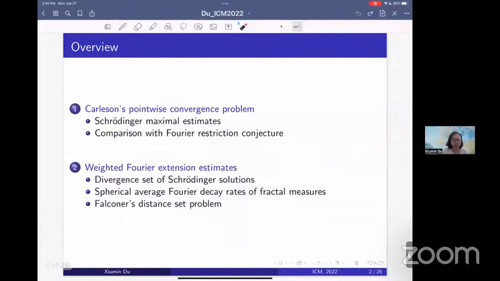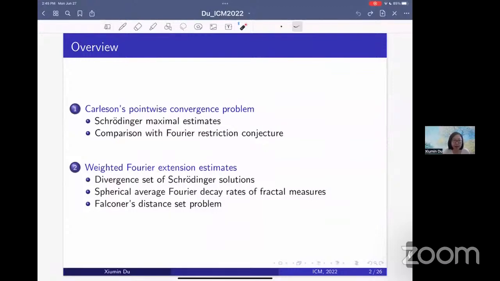Here's an overview. I'll first introduce Carleson's pointwise convergence problem. A standard method to approach this problem is through Schrödinger maximal estimates. And we'll compare such estimates with the Fourier restriction conjecture, which is a central open problem in harmonic analysis.